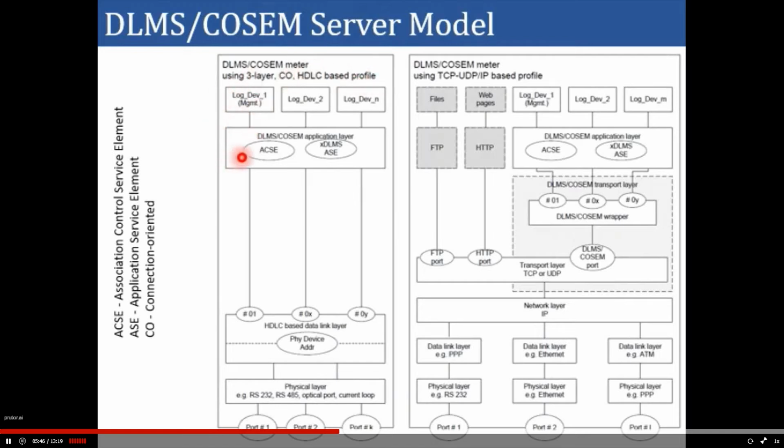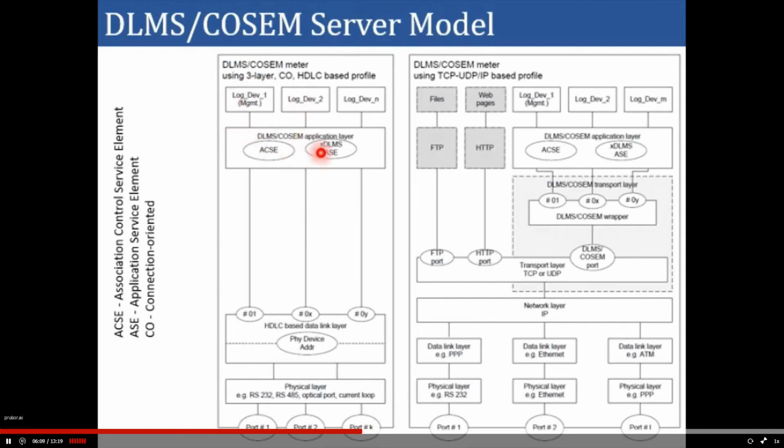So in case of the HDLC based profile, you will have only 3 layers for the implementation. One is the application layer, another is the HDLC layer, which is anyway part of your data link layer, and then the physical layer.